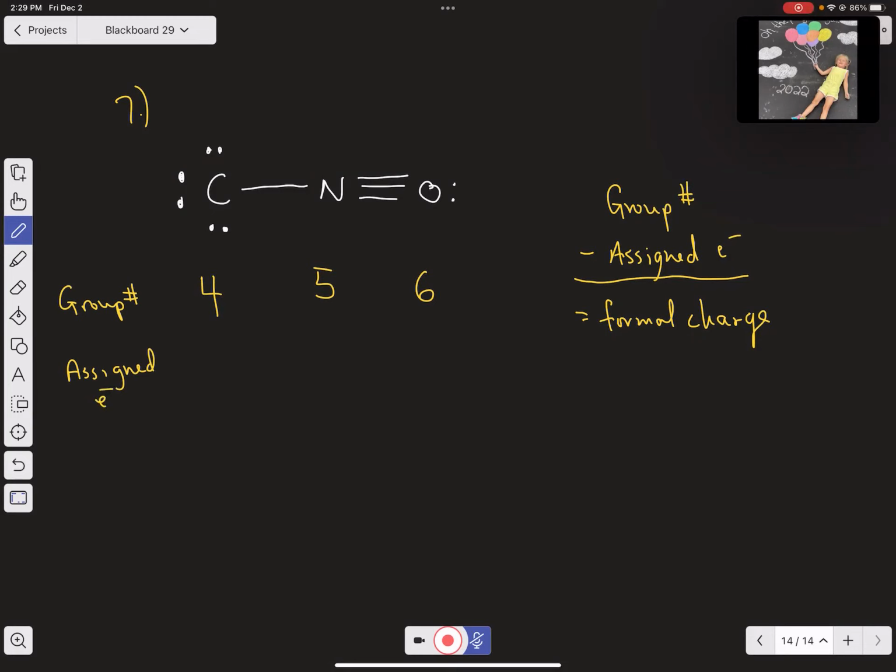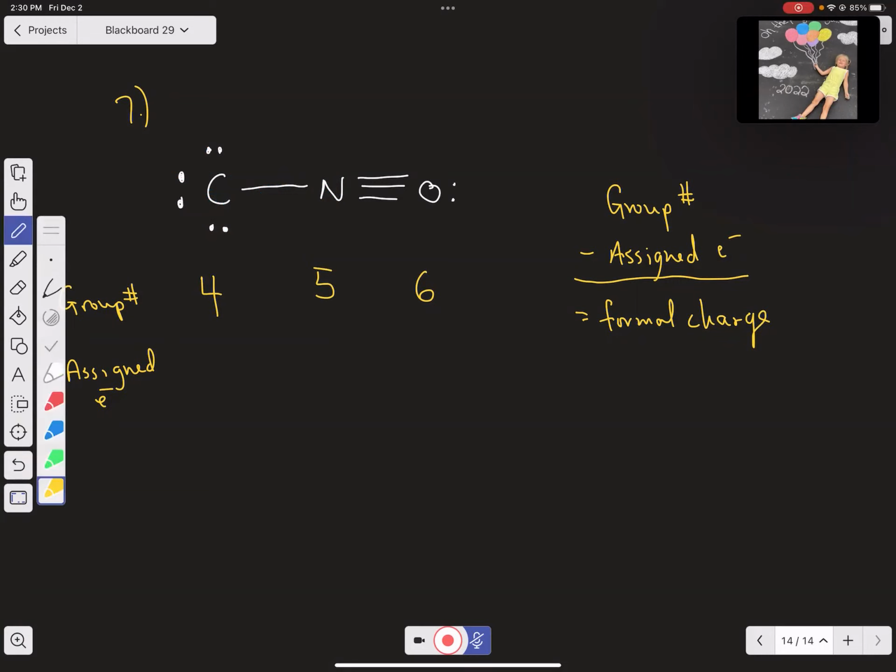Assigned electrons, we count 1 electron for each bond, because in that carbon nitrogen single bond here, there are 2 electrons. Yes, there are 2 electrons, but officially one of those electrons belongs to carbon and one of those electrons belongs to nitrogen. So that's how in the formal charge we're going to count 1 electron for each bond, and we count all of the electrons that are lone pair electrons, because all those lone pair electrons belong to carbon. They're not shared with anything else.